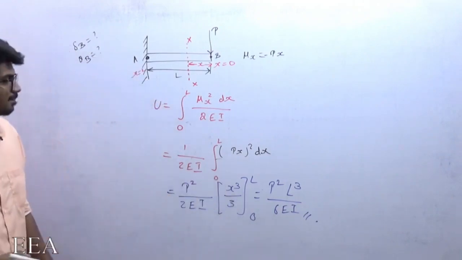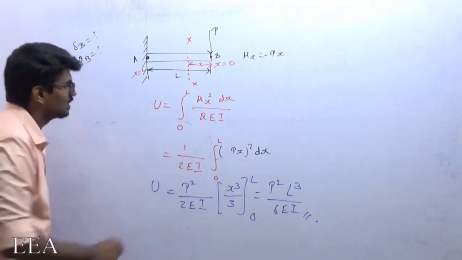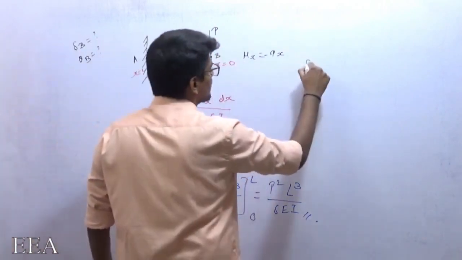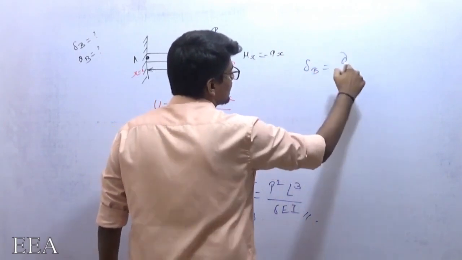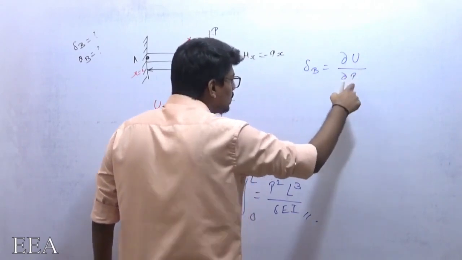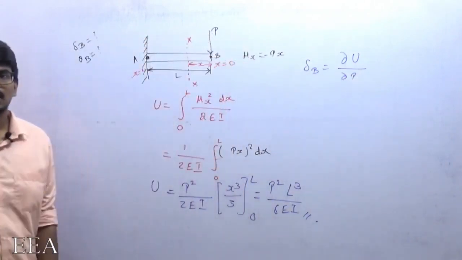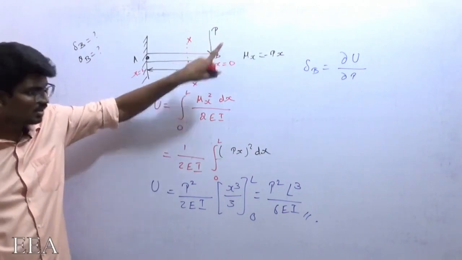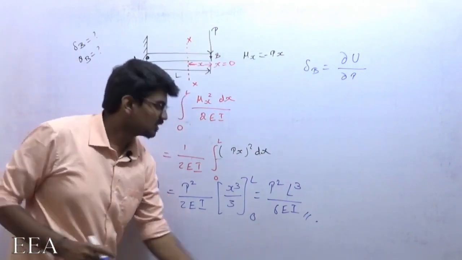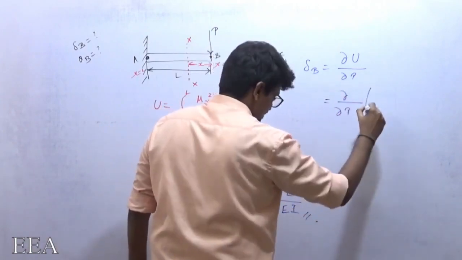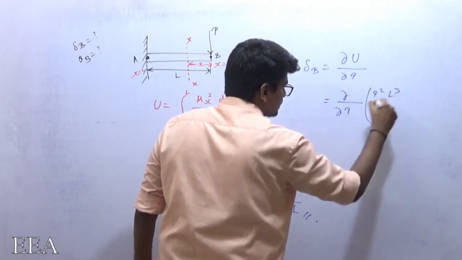Now how to determine deflection first? Deflection can be determined at point B by partially differentiating the total strain energy with respect to the load which is acting at point B. So what is the load which is acting at point B? At point B, the load which is acting is P only. So I will differentiate this total term partially. What is meant by partial differentiation first?